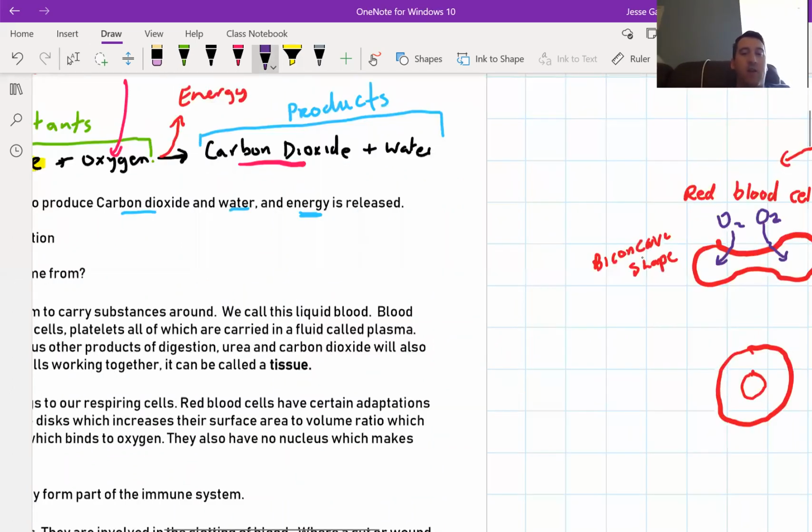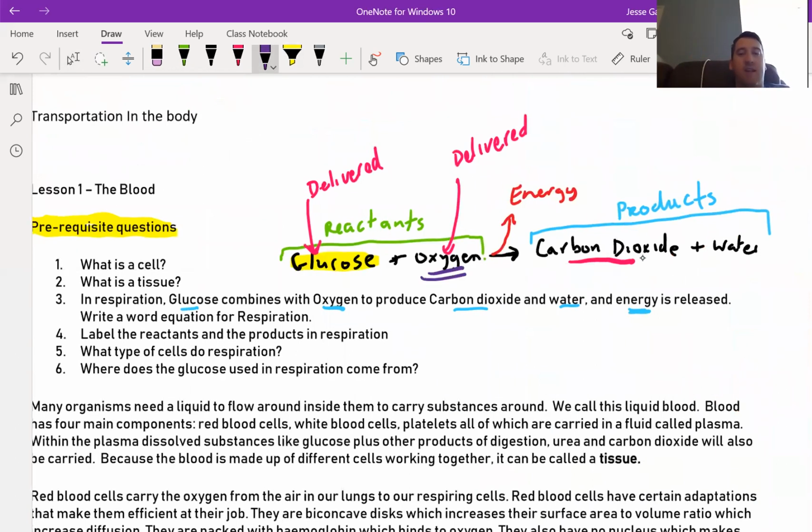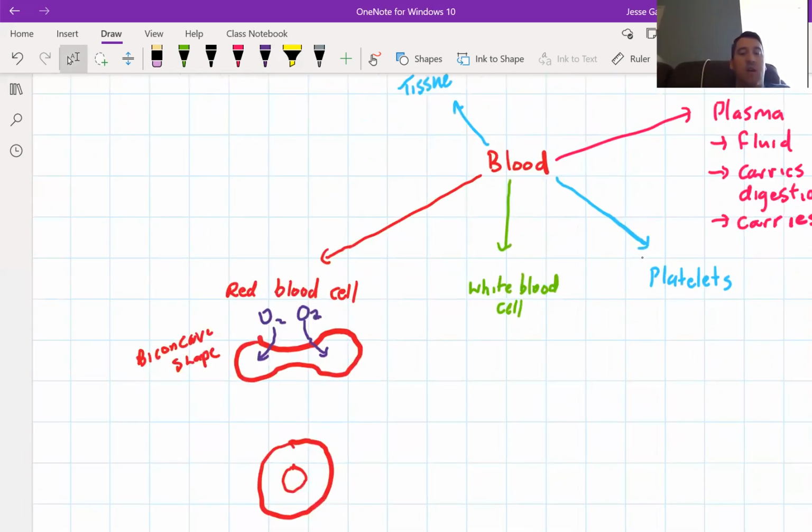So if we go back to respiration again and keep the big picture in mind, the oxygen that we need for respiration has to get delivered to every cell, but it's the red blood cells in the blood that carry this around. And where do they get it? They get it at the lungs. This is where they collect the oxygen, and then they bring it around to the rest of the body.